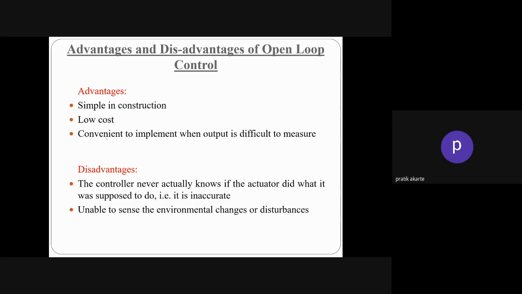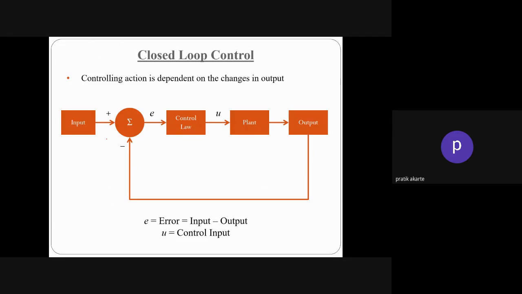It is unable to sense the environmental changes or disturbances. That is very true in case of open loop control system. Moving forward, the closed loop control system.